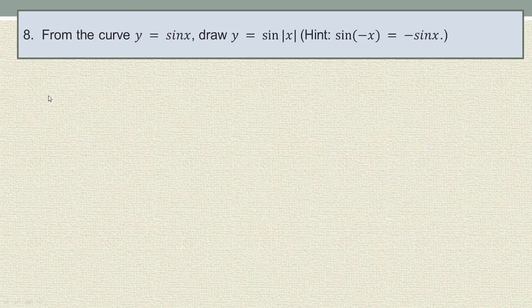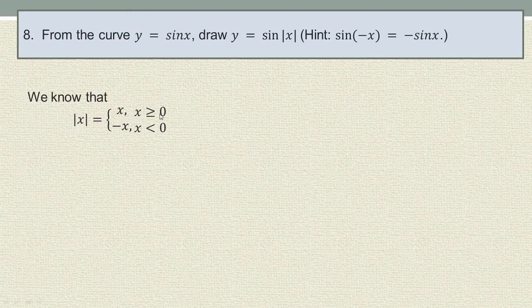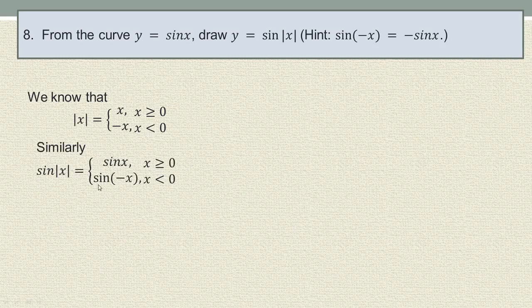And then the fourth one, from the curve y is equal to sin x, draw y is equal to sine of modulus x. We know that for modulus x you will have x when x is greater than or equal to 0, and minus x when x is less than 0. So similarly, sine of modulus x is sin x when x is greater than or equal to 0, and sine of minus x, that is minus sin x, when x is less than 0.